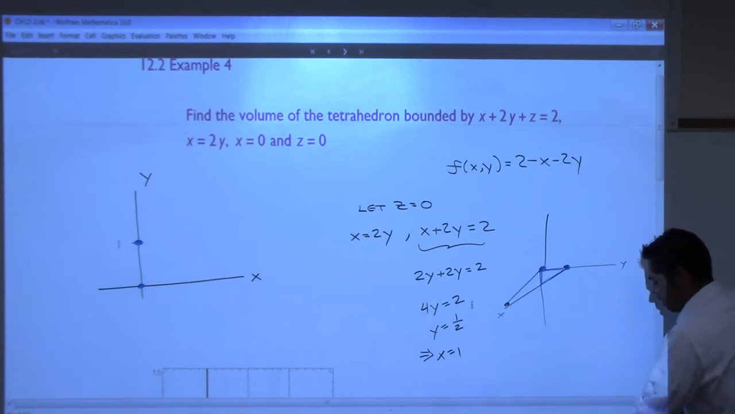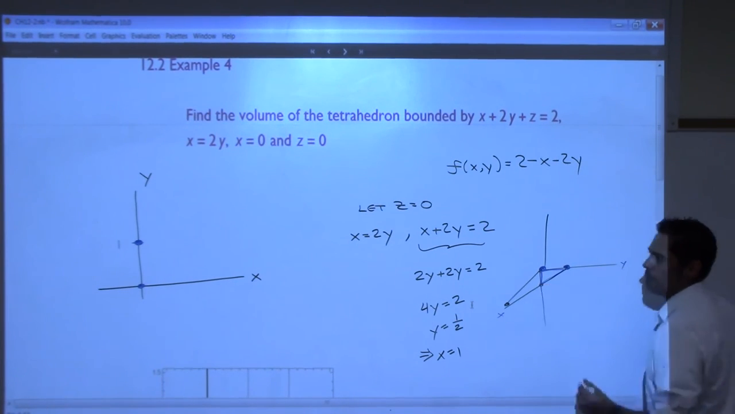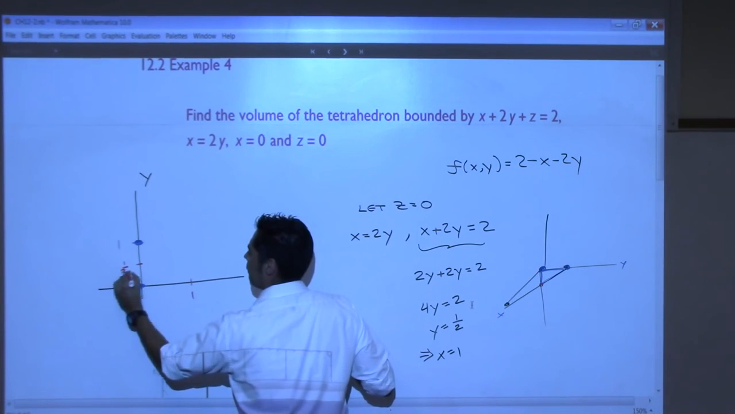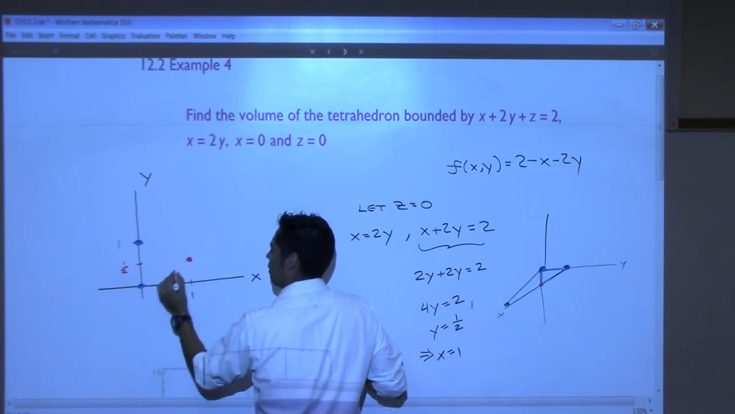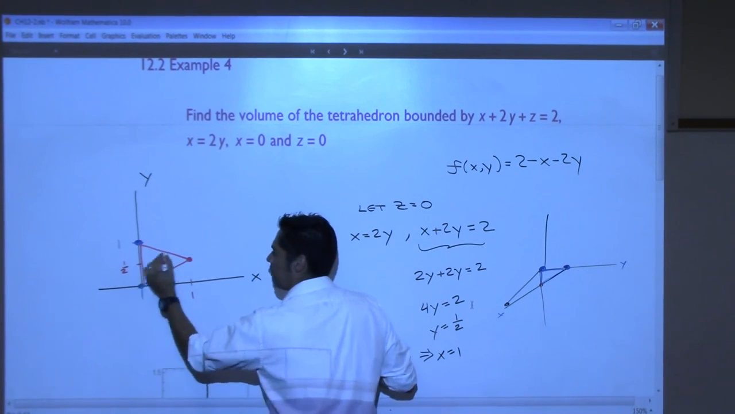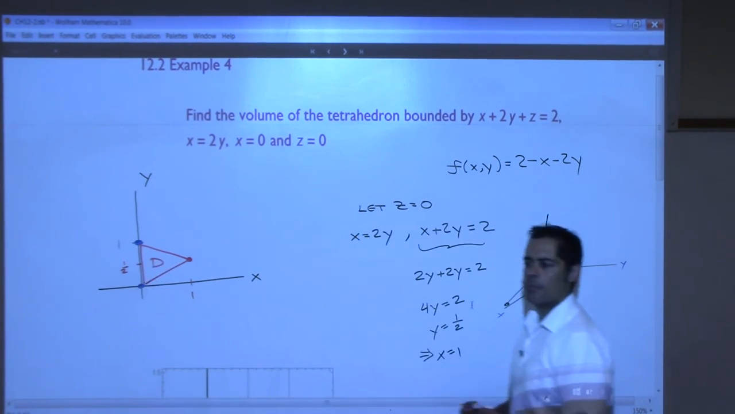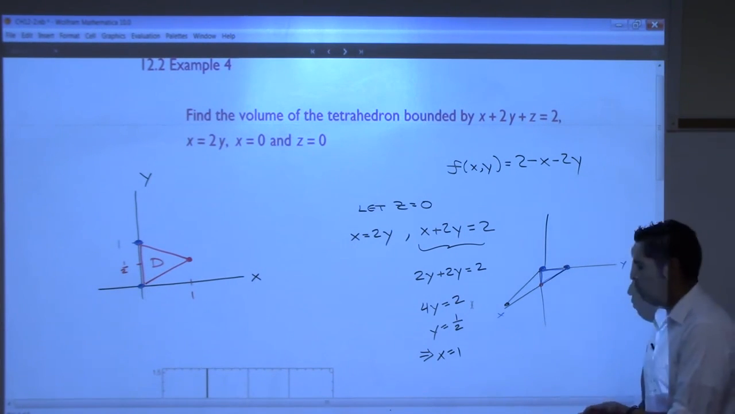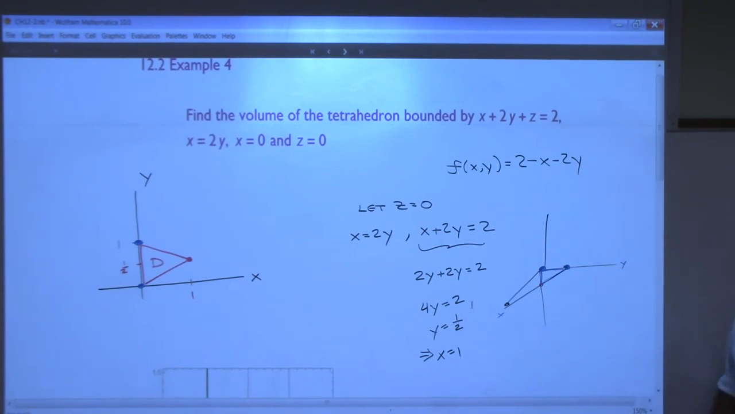So that corresponds to this point right here. 1, 1/2. And we all agree that that's my D? Yeah? Questions? What am I going to ask myself next?